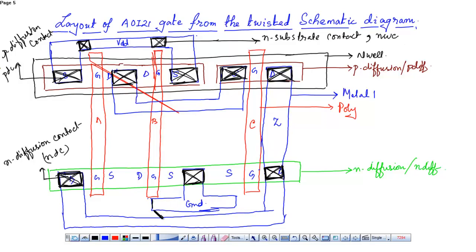Similarly, you have to place some contacts in the ground layer. Ground and VDD, you have to place these contacts. So here, this is the P substrate contact, or the PWC contact. This is how you will draw the layout from the twisted schematic. Now let's see how to draw the layout from the normal schematic.